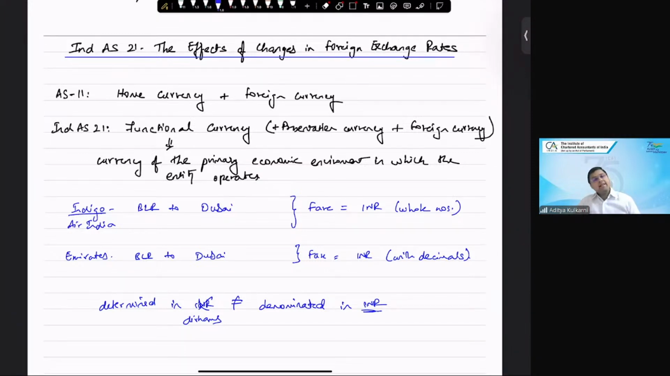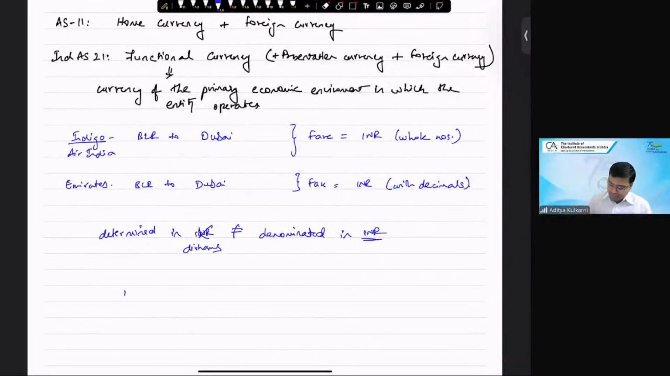Okay. Let us take one more case. I have an entity that is incorporated in, I hope the spelling is right, Luxembourg. Okay.